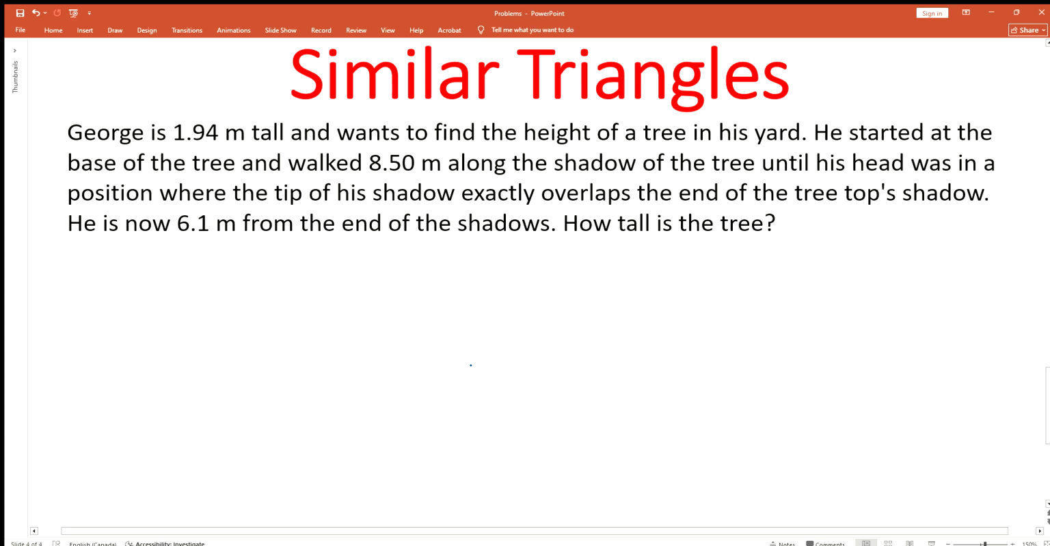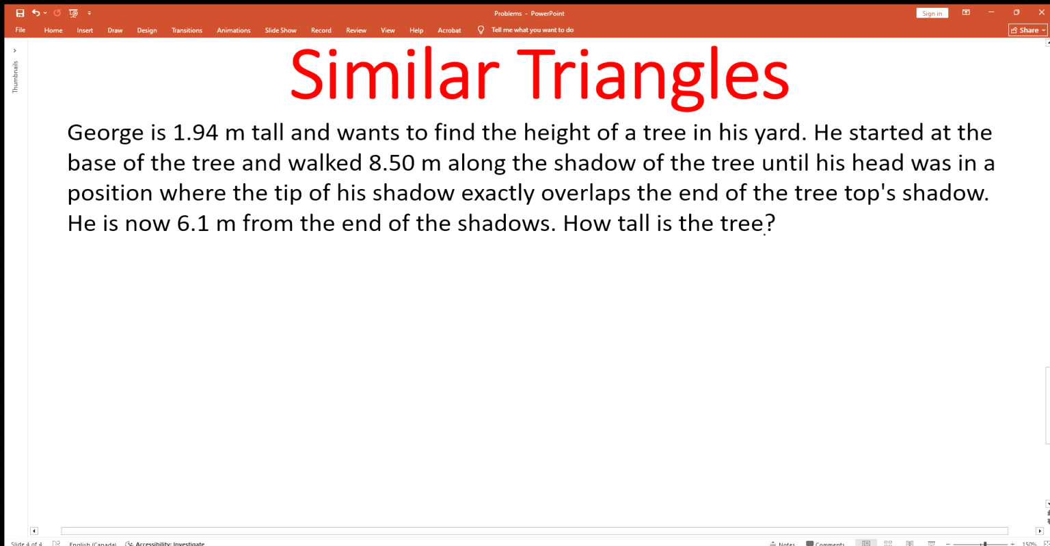In this video, we'll solve a word problem using the concepts of similar triangles. As per the problem, George is 1.94 meters tall and wants to find the height of a tree in his yard. He started at the base of the tree and walked 8.50 meters along the shadow of the tree until his head was in a position where the tip of his shadow exactly overlaps the end of the treetop's shadow. He is now 6.1 meters from the end of the shadows. How tall is the tree?